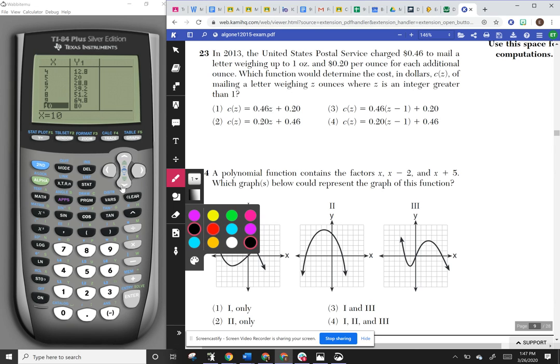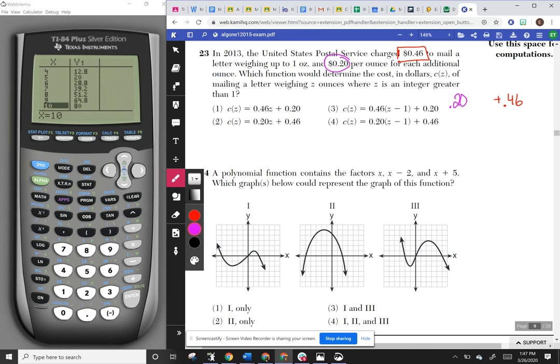Okay, so we know that our constant rate, so no matter what your mailing, it doesn't matter how much it weighs, your constant rate in 2013 is going to be that plus 0.46 cents. That's not changing. What is going to change is the price depending on how many ounces it is. So this is going to be 20 cents, so 0.20 cents per ounce, right? But it's per ounce of additional. So that first ounce does not count.